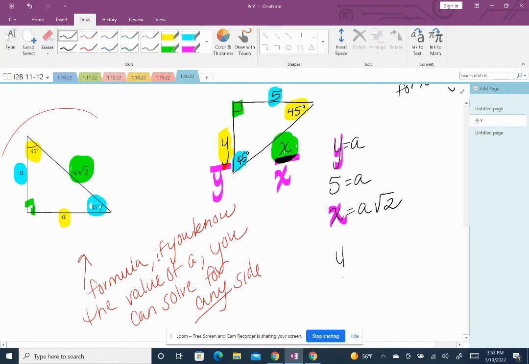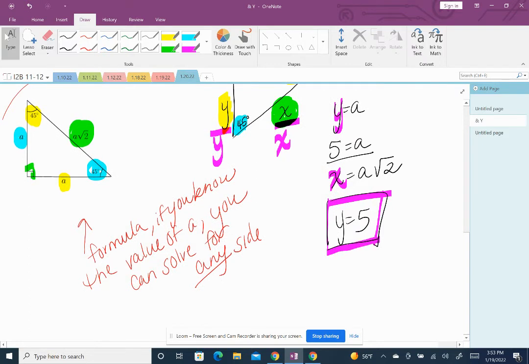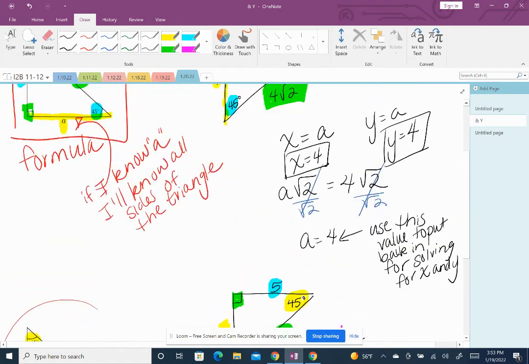Okay, so y is equal to A. We know from earlier A is 5, so I could just replace that A with the 5. And that's my final answer for y. Okay, and for x is A square root of 2. So I can replace my A with 5. And that would also be my final answer. So those are 45, 45, 90 triangles.